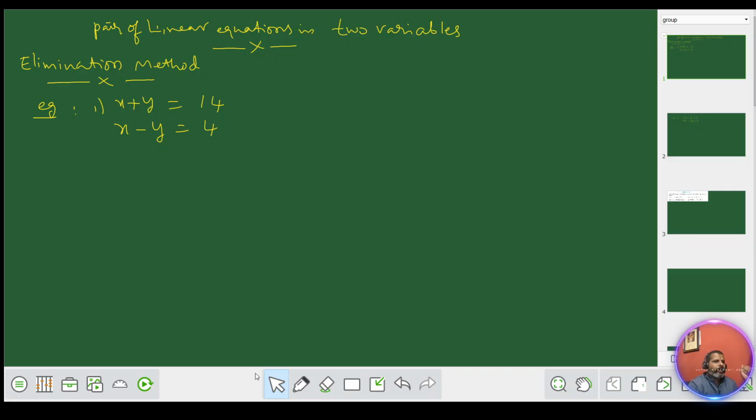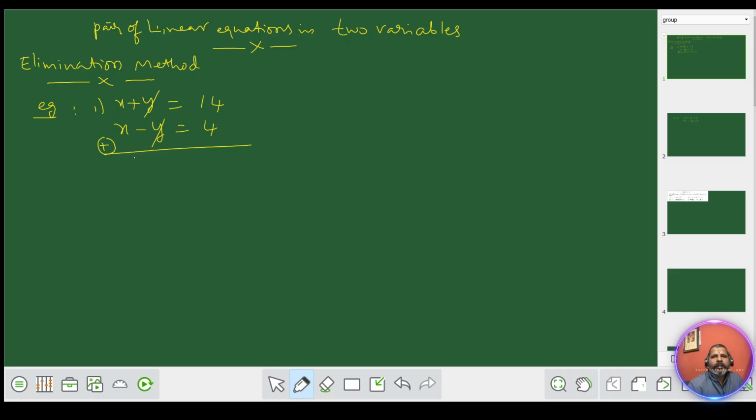Directly, what we can do here is add them. Why do we add? We are adding because y and minus y get cancelled when we add. Sometimes we subtract also, based on the question. Now we get this cancelled. x plus x. This is a vertical addition. I hope you might have studied this in earlier standards.